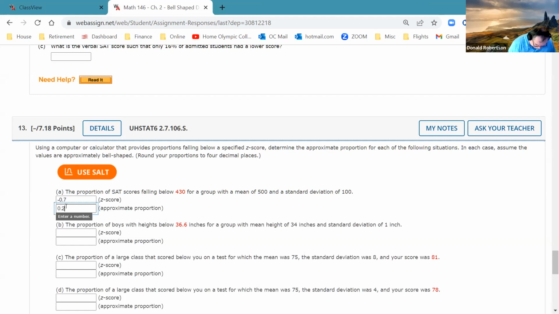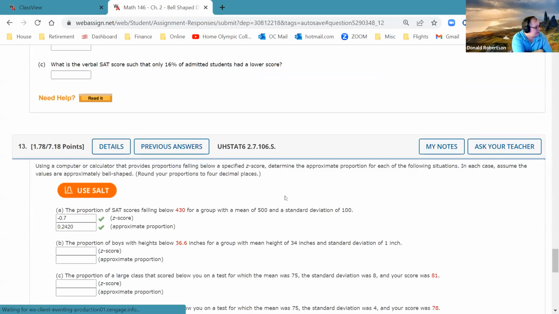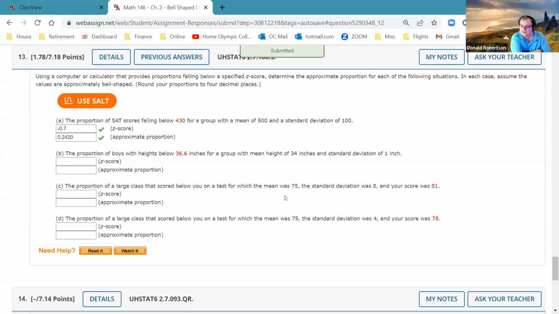So it was 0.24196. Now, since they're asking me to do it to 4 decimal places, I need to round this off. Well, after the 9, there's a 6, which means that rounds up. So that would be the answer rounded off to 4 decimal places, and submit answer. And we are good to go, right? Do you see it works?